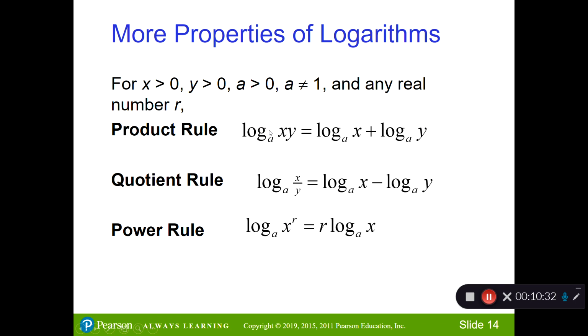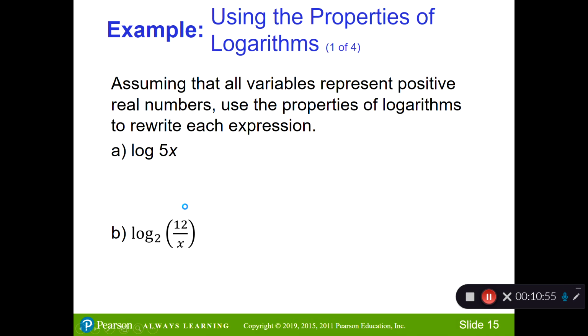Now, remember these are exponents. The logarithm is an exponent, so they follow the general rules of exponents. When I'm multiplying something, I add their exponents. When I'm dividing something, I subtract their exponents. And when I have a power raised to a power, I multiply those exponents. You need to know these three properties of logarithms.